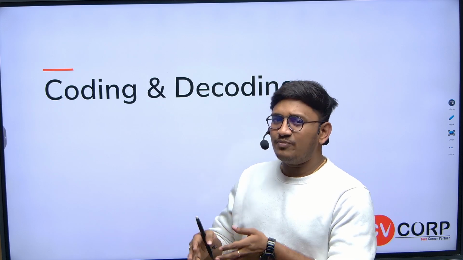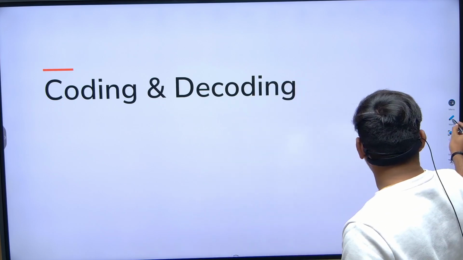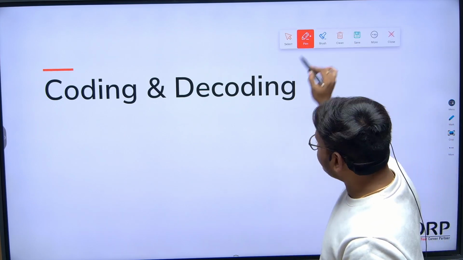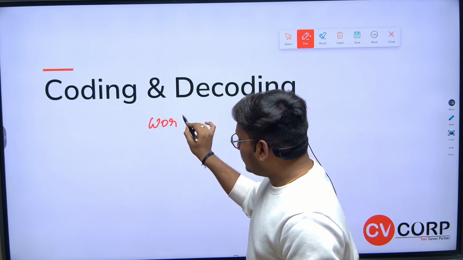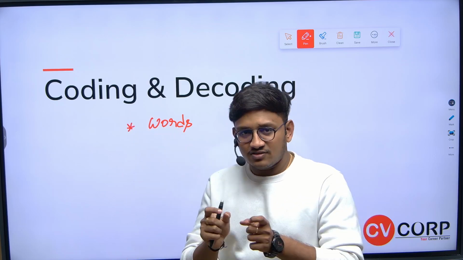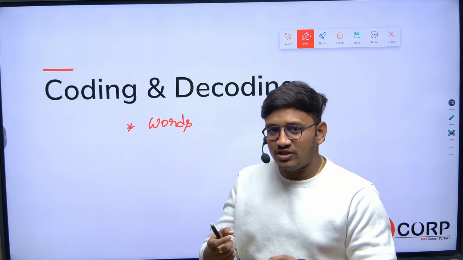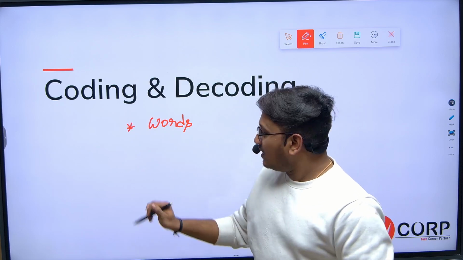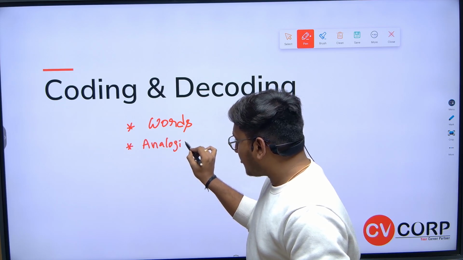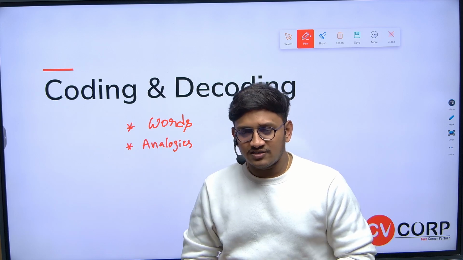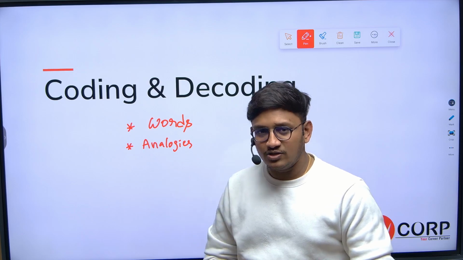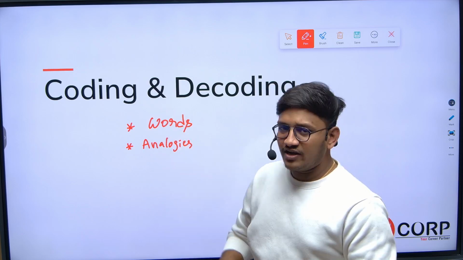The second pattern of questions, actually we have different patterns of questions from coding and decoding. One is based on words. As I said, for example, if apple is coded as so and so word, what will be the code for mango? They will give you this type of question in the exam. And next one is based on analogies. I will just tell you what analogies are, and we have a few questions from analogies as well. Even this comes under coding and decoding.